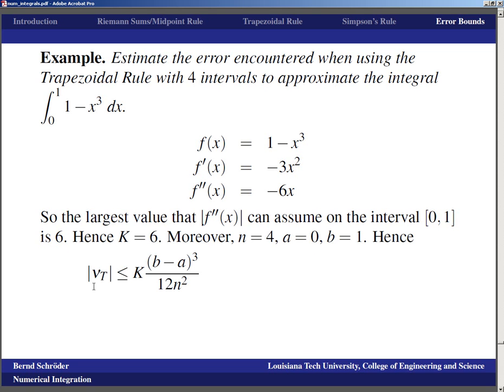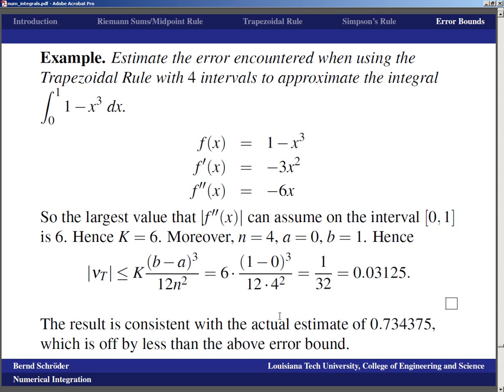So we get that the error that we would make with the trapezoidal rule is bounded by k times (b minus a) cubed over 12n squared. Well, you plug in the numbers. For goodness sakes, that can't be that bad. 1 minus 0, of course, is 1. 6 over 12 is 1/2, so we end up with 1 over 32, I think. Yep, 1 over 32. That's 0.03125.